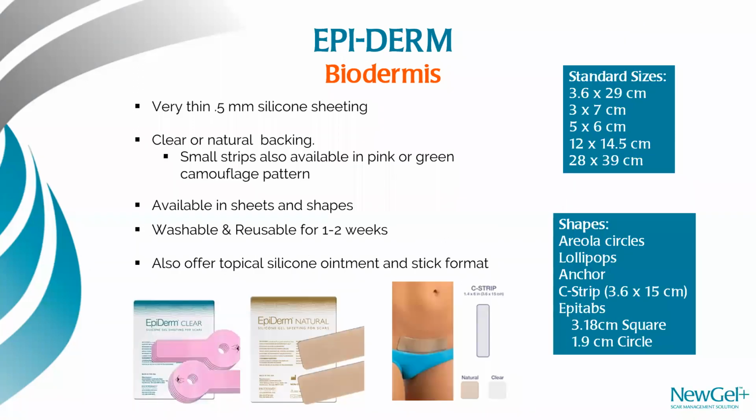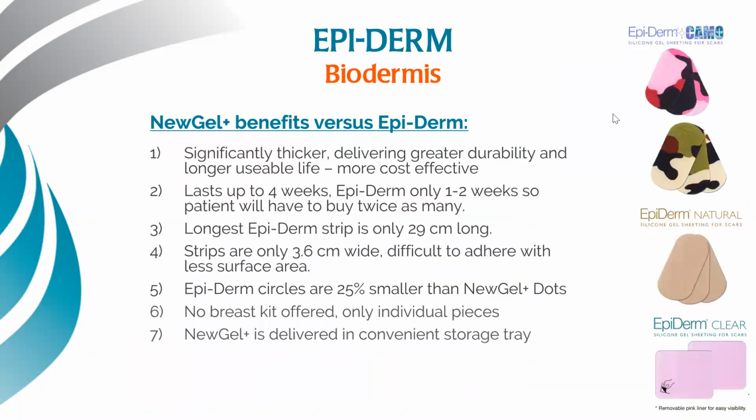So as you can see, whoops, I got way ahead of myself here. As you can see over here on the right, you can see the camouflage versions. Those are their small strips, and they come in a pink version and a green version. The natural, you can see below that. And then at the bottom, at first when I saw this, I thought, oh, they have pink products, but the liner on all of their clear products is pink. It says for easy visibility.